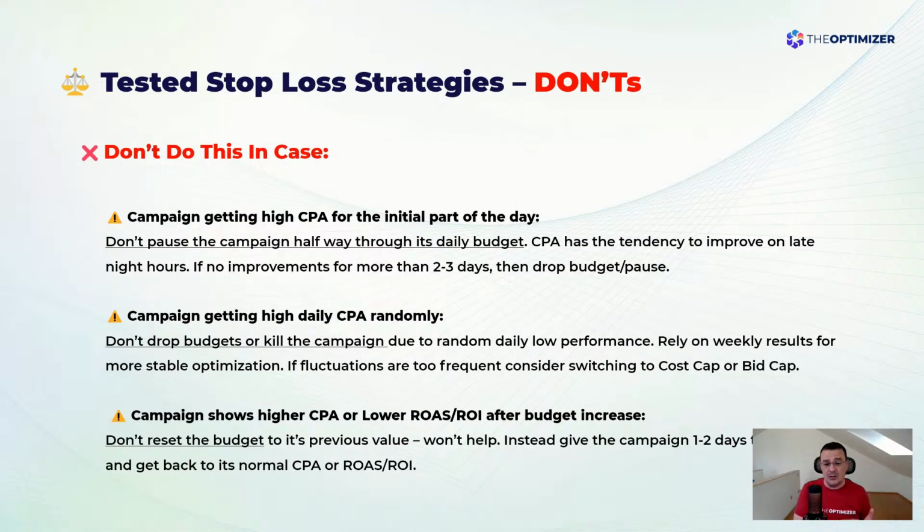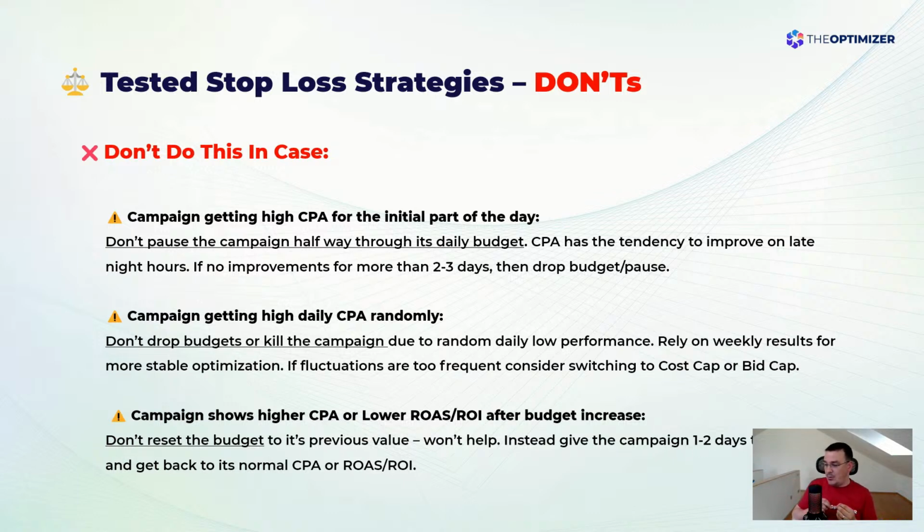We talked about stop losses, but let's talk a little bit about don'ts, things that you don't want to do when it comes to stop lossing. A campaign getting a high CPA at the beginning of the day or halfway through its daily ad spend is quite frequent. It is normal to happen, and it may happen sometimes. It doesn't recover, and that kind of falls into those bad days where ROI is not that good, right?